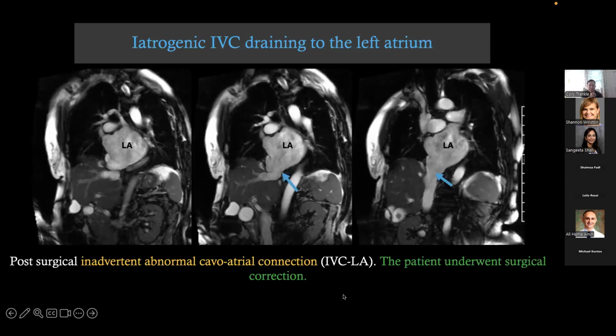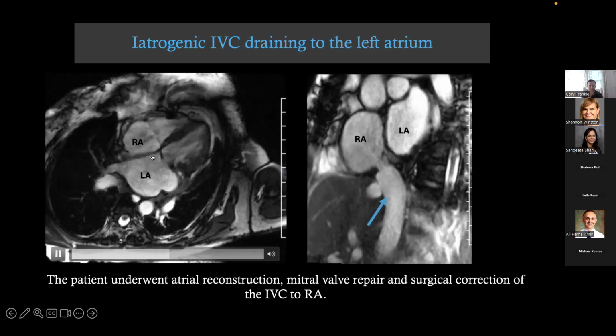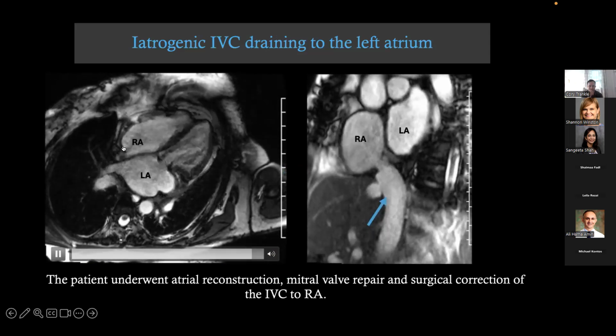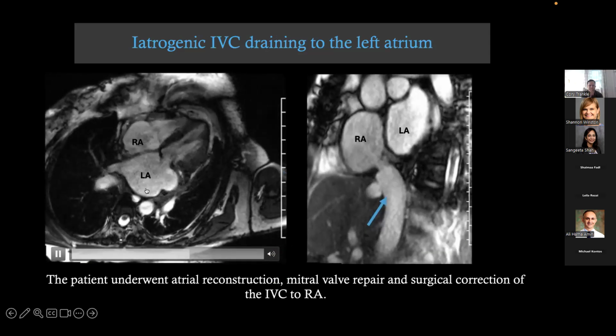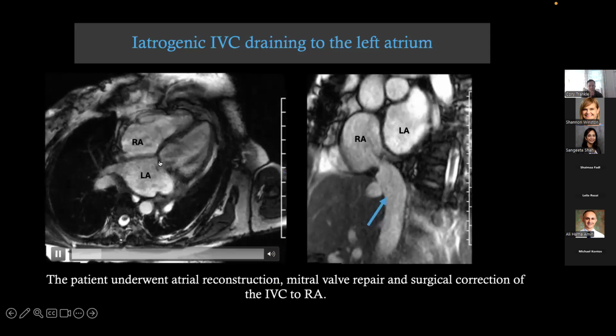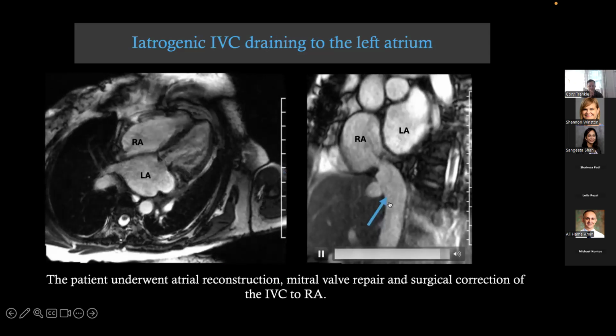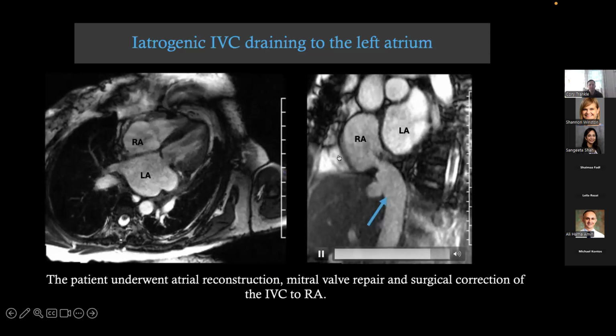But the patient underwent surgical correction, the reconstruction of the atrium and the mitral valve repair, and you can see here that the left atrial size becomes smaller, and the mitral regurgitation was controlled by the repair, and there was surgical correction of the connection of the IVC directed toward the right atrium.